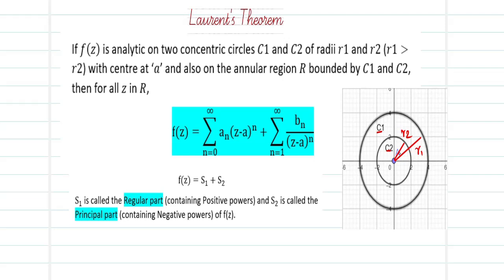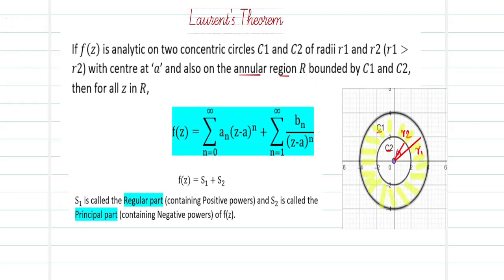The center A is the center of the circle. So the function f of z is analytic on the boundary C1, on the boundary C2, and in the annular region. What do we mean by annular region? It is the region between these two circles. So f is also analytic in the portion bounded by these two circles, the region in between. This is how we refer to it as R.